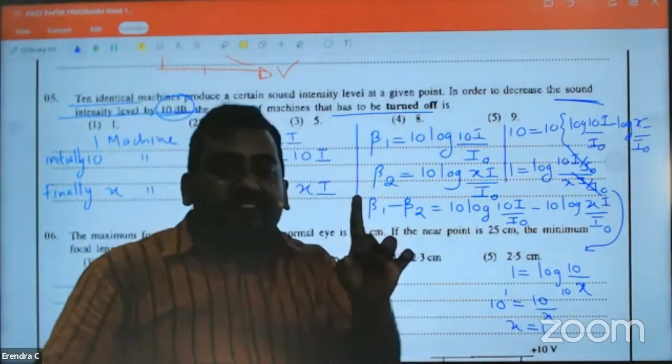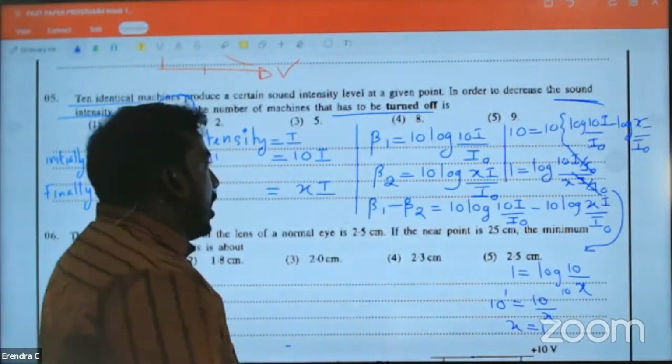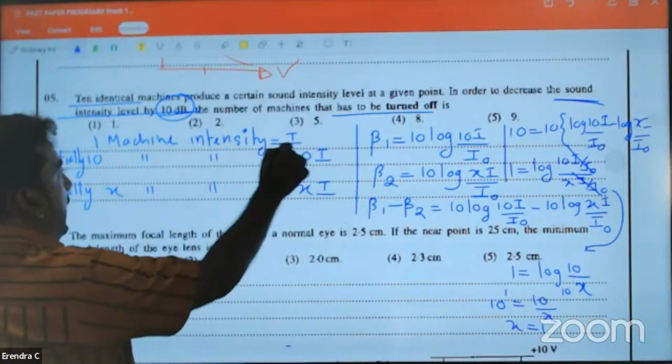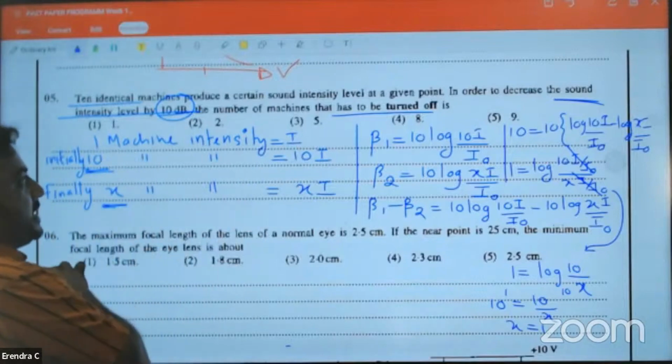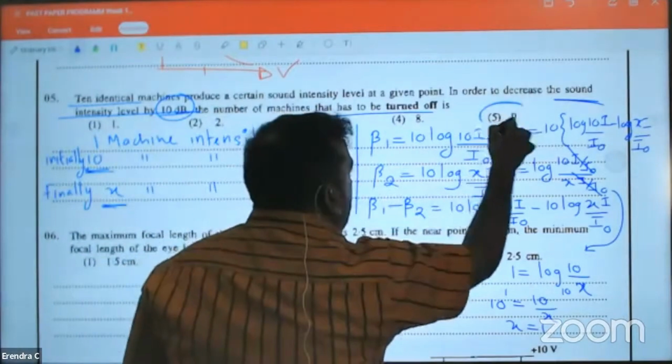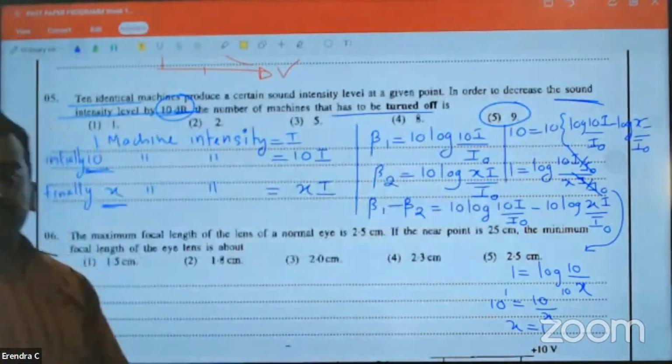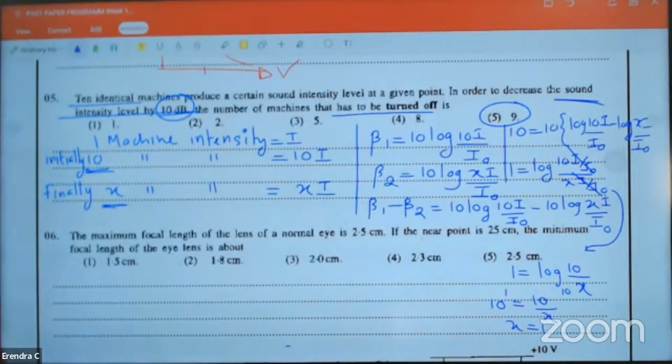So finally you have one machine on. So how many machines have you removed? 10 machines are there. Finally only one machine. How many machines are removed? 9 machines are removed. Clear, no?